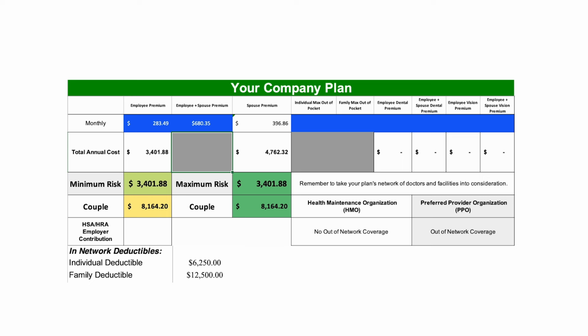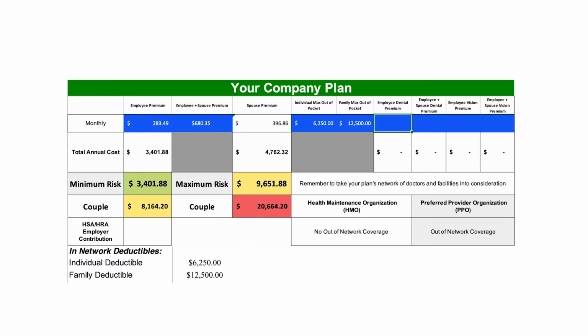Now, the next two boxes are the individual maximum out-of-pocket and the family maximum out-of-pocket. Your plan will likely have different numbers for each. Some plans are the same number, like in this specific example coming up. This means that if I have a bad year, but my spouse has nothing wrong, I just need to hit my individual maximum out of pocket and the plan will take care of the rest.